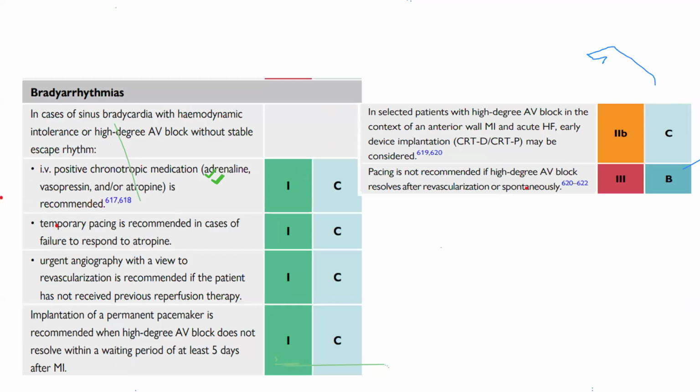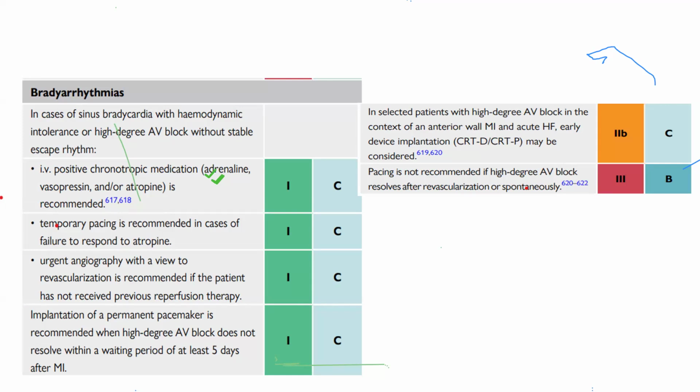For bradyarrhythmias, in cases of sinus bradycardia with hemodynamic intolerance or high degree AV block without a stable escape rhythm, IV positive chronotropic medication, adrenaline, vasopressin and or atropine is recommended. Temporary pacing is recommended in cases of failure to respond to atropine, and angiography with a view to revascularize is recommended if the patient has not recovered previous reperfusion therapy. Implantation of a permanent pacemaker is recommended when high degree AV block does not resolve within the waiting period of at least 5 days. I think this was mentioned earlier.